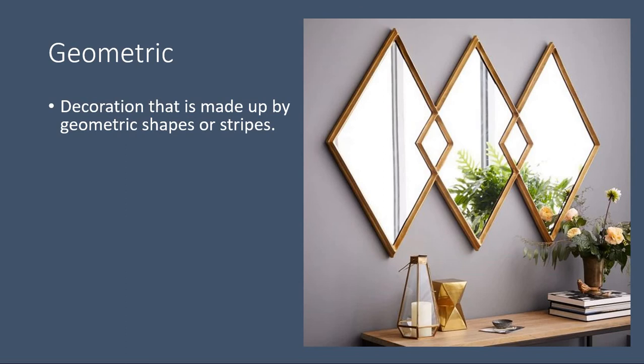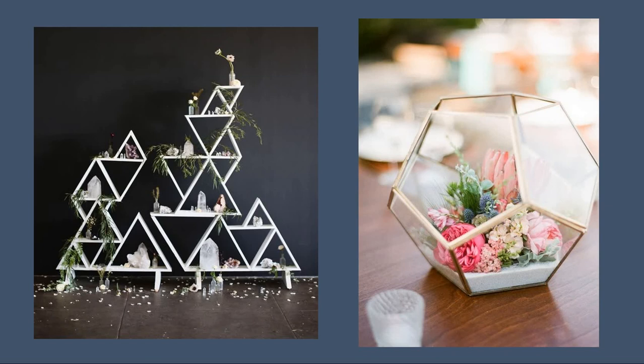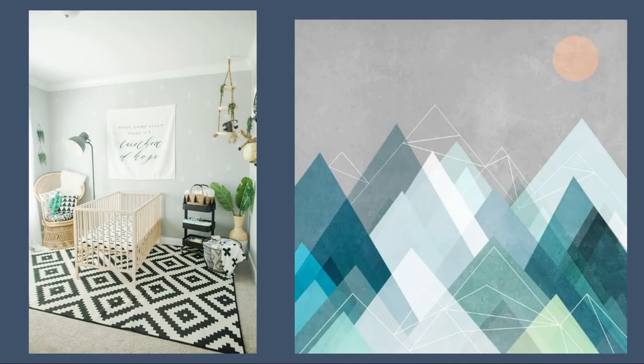Then we have our geometric, super easy. This one is decoration that is made up by geometric shapes or stripes. It's very popular right now in design. It gets used often. Here you see it in the diamond mirrors. Here you see it in the triangle shelving unit that was built. The next one, you have this terrarium that was built, made of sand and flowers. Very popular look right now. It's very popular to have these with sand and cactuses in them. But geometric ones, they're very, very popular. I have like 3 at my house.